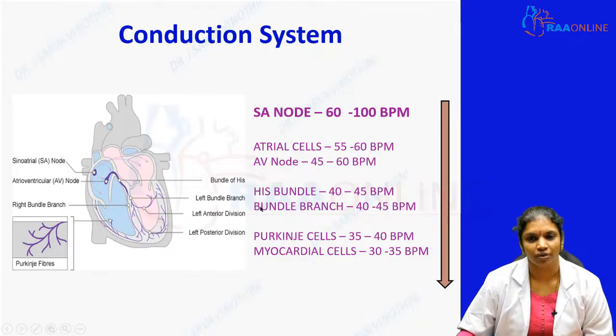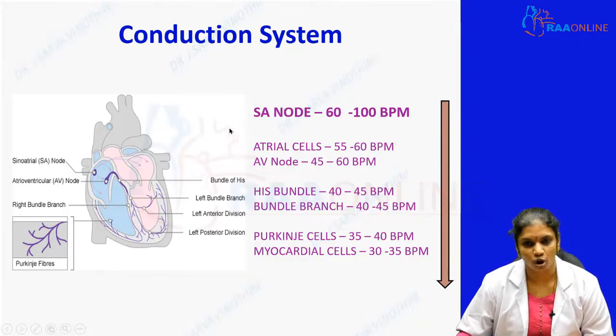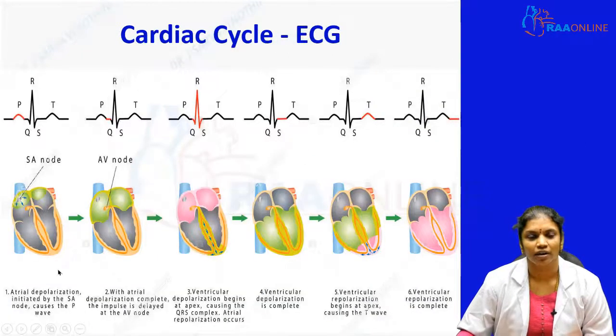Not just the cells of the conduction system of the heart, in fact, each myocardial cell has an intrinsic automaticity. But because the SA node fires at a very rapid rate, the SA node remains as the dominant pacemaker of the heart. The cardiac cycle and the ECG go hand in hand.